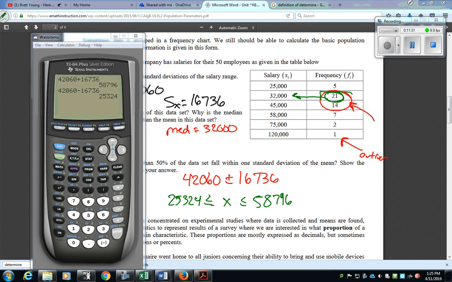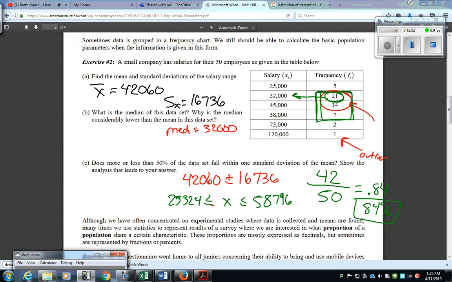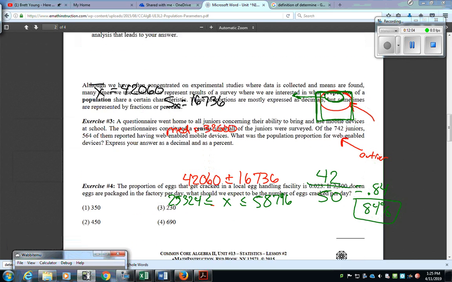So in this case, we have that many students, or sorry, employees. So we got 42 employees out of 50. So in this case, this is going to mean actually 84%, 0.84, which is 84%. So as far as 50% of the data, we actually have more than 50% of the data. We have 84% of the data between those values. Now, we can use that a lot of times to help us make predictions.